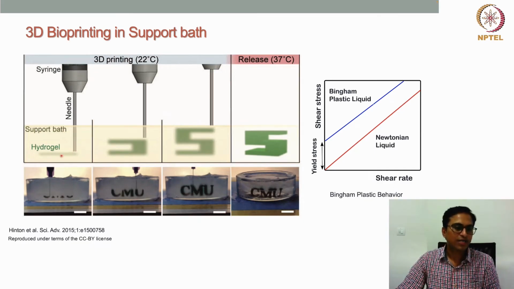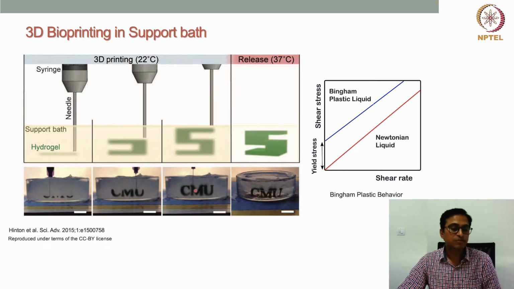Then by taking the nozzle one layer up and putting the next layer, like this any kind of structure can be created. Here you can see they have printed the first layer, then the second layer, then the third and fourth, and the whole structure is printed within this support bath material.